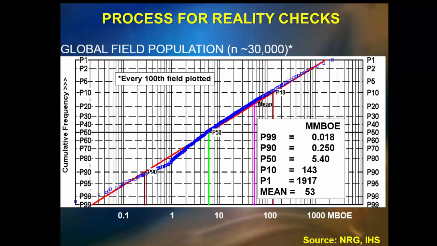Start with a field size distribution, all the oil fields in the world. This is about 20 years old now, but it's based on 30,000 oil fields around the world. And you can see the log normal shape of the distribution. That's a straight line on log probability paper. This is a probability scale here, and that's a log scale there. The P50 is 5.4 million. That is the median value. The P10 is 143. The P90 is 250,000. The P99, for all the oil fields in the world, is 18,000 barrels. Think about that for a minute.